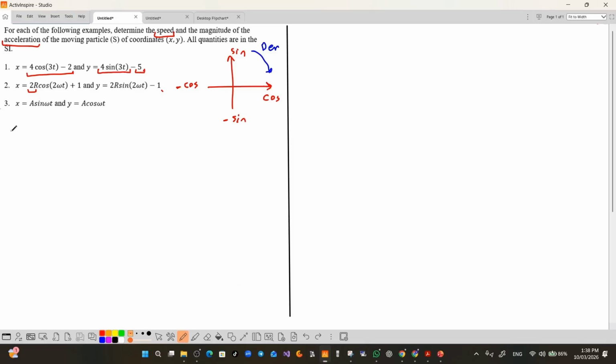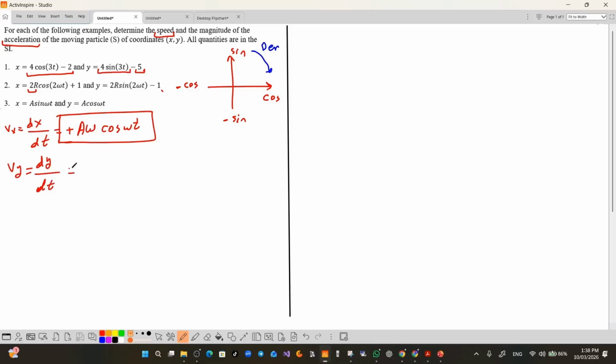Now, question number 3. Let's start with the Vx. The Vx is equal to dx over dt. The x is a sine omega t. We know that the derivative of sine will be cosine, and it will be positive, so plus a cosine omega t. Now the derivative of the inner function is omega. So this is the velocity along the x-axis. What about along the y-axis, which is dy over dt? Same coefficient, no need to double the work, but this time the cosine becomes minus sine, so minus a omega sine omega t.